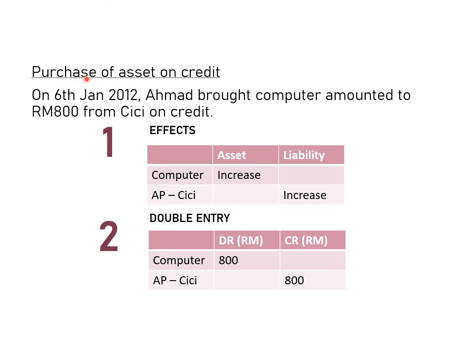Next adalah purchase asset on credit. On the 6th January 2012, Ahmad brought computer amounted to 800 from Cici. So effect dia ada increase in asset sebab computer, okay, is your asset, and also increase your liability sebab you beli secara hutang daripada Cici. So debit computer, credit account payable Cici 800.